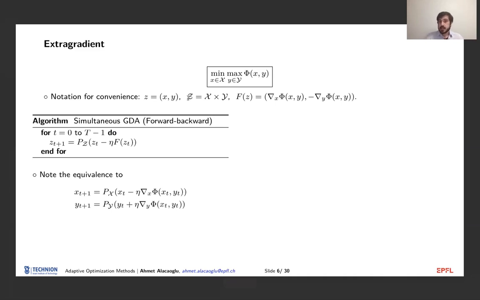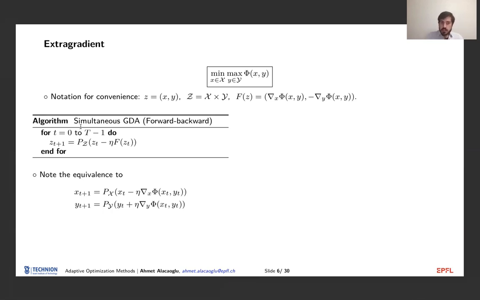And the calligraphic Z, the constraint set for z, will be the product of the primal and dual constraint sets, calligraphic X and Y. And the gradients that we used for our gradient descent, gradient ascent updates, the gradient of the coupling function with respect to x and y, we will also stack together in the operator F. So this F operator applied to z will serve like a gradient in our case, and the minus sign for the gradient with respect to y will allow us to write the update in a nice way.